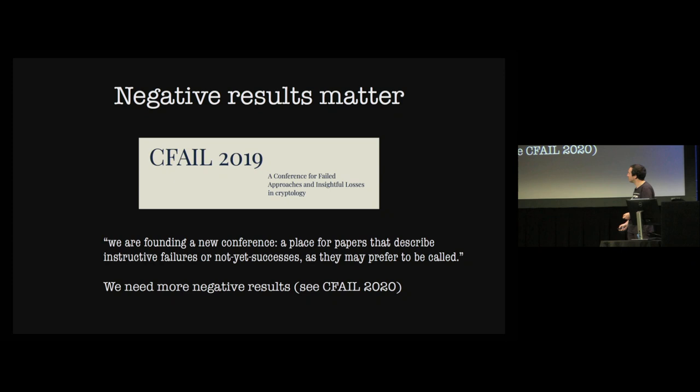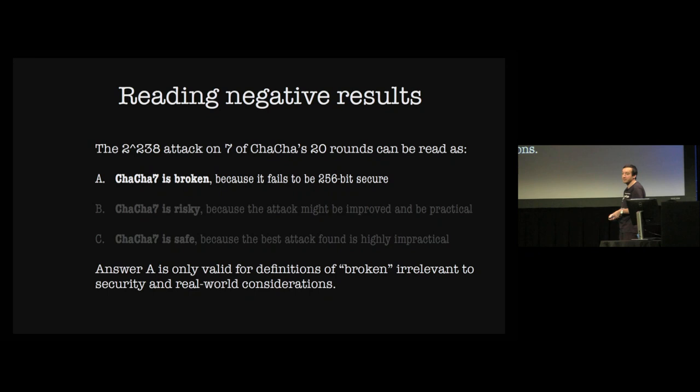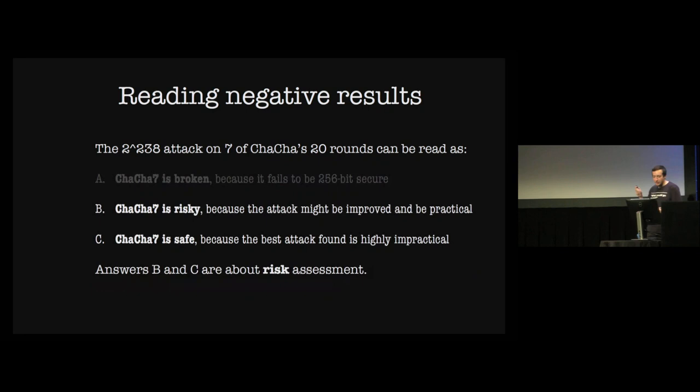So how to interpret negative results? Let's say you have an attack, 2^48 on 7 rounds of ChaCha. The first way to interpret it is that ChaCha is broken because, you see, I'm smart, 2^38 is smaller than 2^256. So forget about it, eliminate the cipher. That's what happened in crypto competitions. But that might not be the most reasonable view. The other way to interpret it is, there's this kind of attack, there might be improvements, and these improvements might eventually lead to something practical, something that we have to worry about.